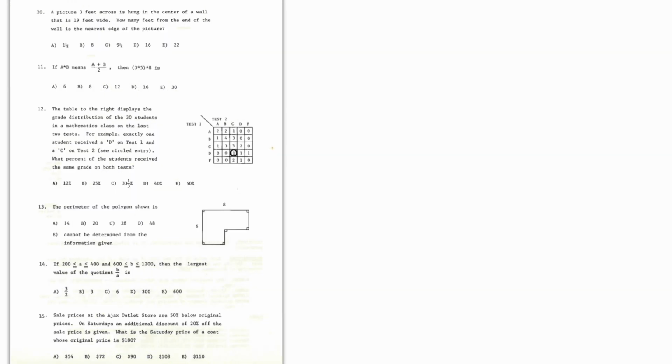The answer is E. Number 10. A picture 3 feet across is hung in the center of a wall that is 19 feet wide. How many feet from the end of the wall is the nearest edge of the picture? So that's the wall from one side to the other side. That's 19 feet.